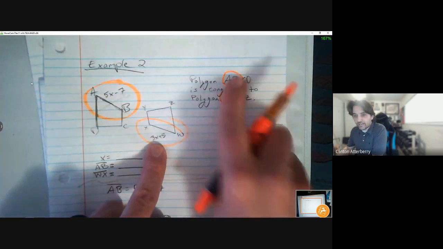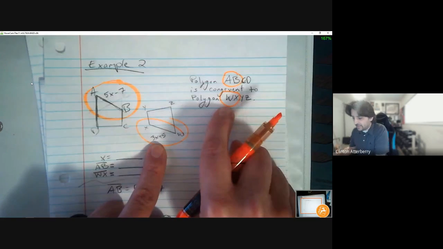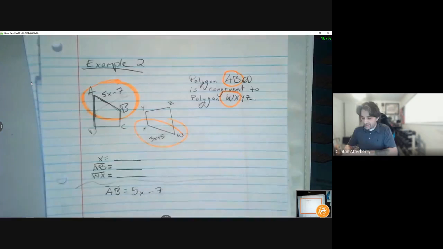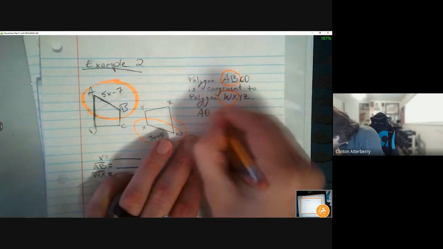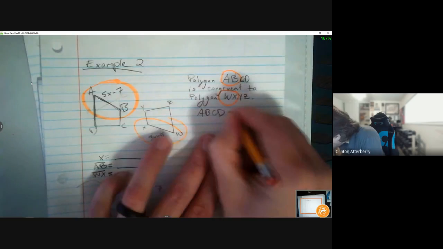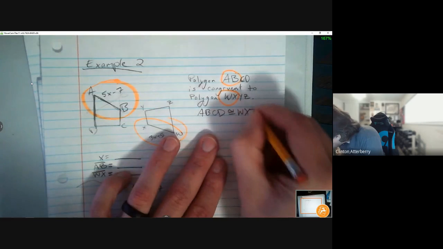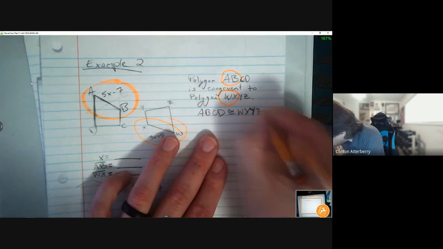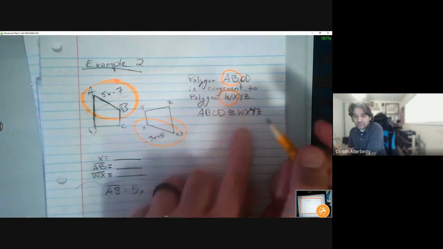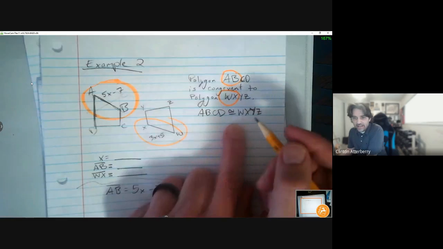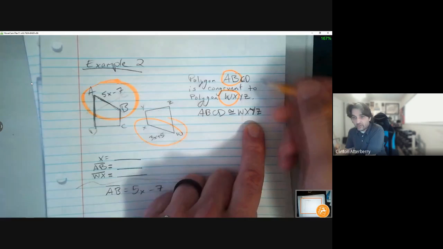You see that's the first two letters. So if these are congruent, if I was to write this out as a mathematical statement, I'd say ABCD is congruent to WXYZ. This is what they gave us in words, and this would be the math statement: A, B, C, D is congruent to W, X, Y, Z. So much easier and faster than saying this whole thing, right?